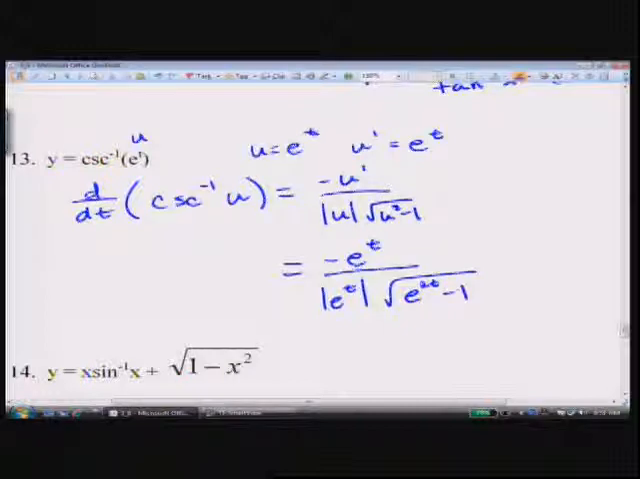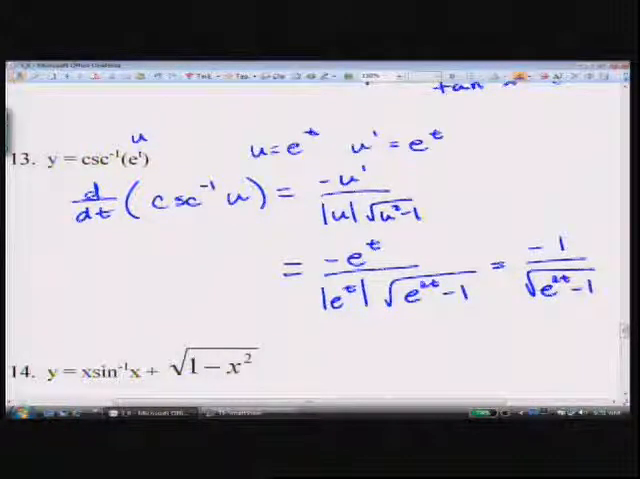Now, the absolute value of e to the t, you don't actually need those absolute value bars because e to the t is always positive. It's an increasing function that can never be negative because the base is positive. So you can actually think of this as e to the t over e to the t, which cancels. So this is negative 1 over the square root of e to the 2t minus 1.